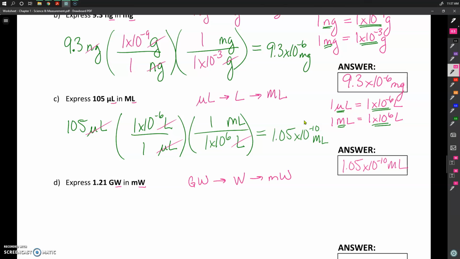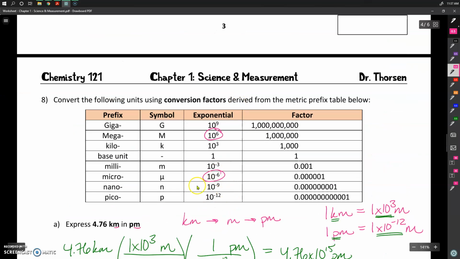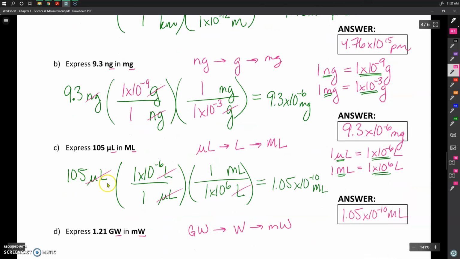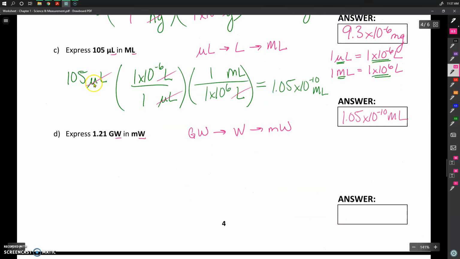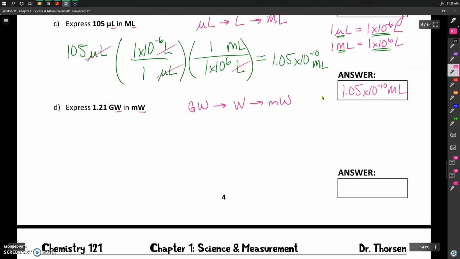Notice again how you're thinking about the units. Micro, as we can see up here, is a small unit. So you only have less than a liter basically when you have microliters, right? So this 105 microliters is still less than a liter. When we're converting into megaliters, megaliters is a large unit. It represents many liters. So if we're converting from a small unit to a large unit, it makes sense that our number is going to get smaller, because 105 microliters is a very small volume. And if we express it in terms of a large volume, we're only going to have a portion of that large unit for volume.